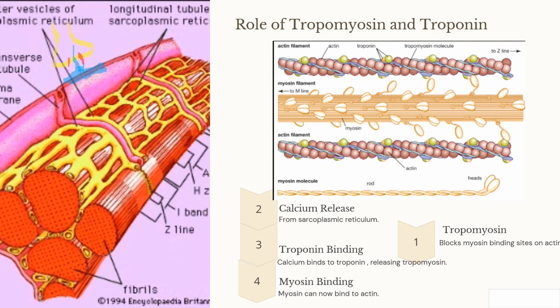Once the acetylcholine is released, it will result in muscle cell depolarization. This depolarization will travel in this direction and in this direction over the entire muscle cell, and it will also dive deep into the muscle via the T tubules. So these are the T tubules. The depolarization will enter into these T tubules.